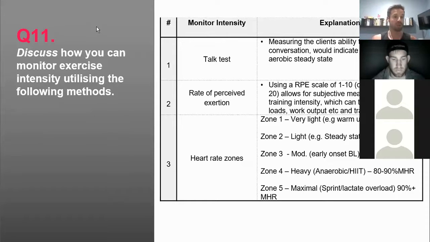Zone 3 is moderate. This is when early onset BL, which means blood lactate, the lactic acid, starts. So you're starting to get the onset of lactic acid. It's starting to get difficult. You're kind of going, oh, if I push harder or faster than this, I'll start to slow down. Do we know that feeling, guys? I call it the threshold feeling. It's kind of like sitting underneath the red line, right?